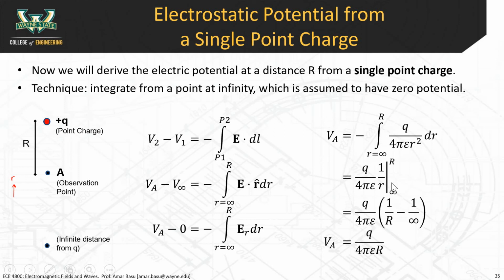And we're going to come up with this, where we have 1 over R and 1 over infinity here. And ultimately we get this equation here. I went through the math kind of quickly, but I hope that this is something you can figure out on your own. It's just the basic steps of an integration. This is the important result, that's why it's highlighted in green here. V_A is equal to Q over 4 pi epsilon R.